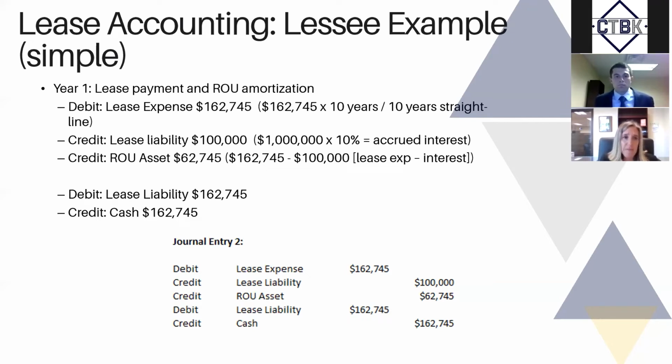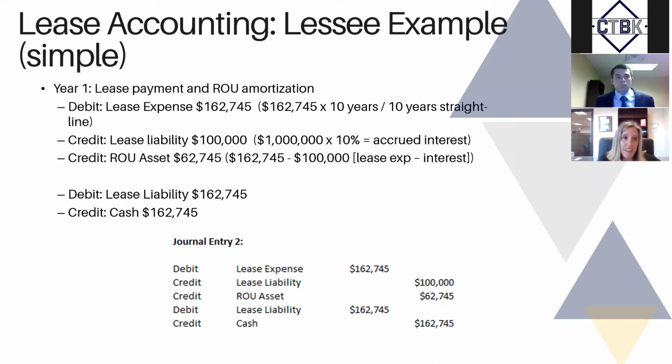I would credit my lease liability for basically the accrued interest. So my lease liability is $1 million at the beginning of the year times the 10%, the borrowing rate. So I'm going to credit the lease liability for $100,000. And then my right of use asset, I'm going to credit my right of use asset for the difference between the $162,745 and the $100,000, which is the $62,745.